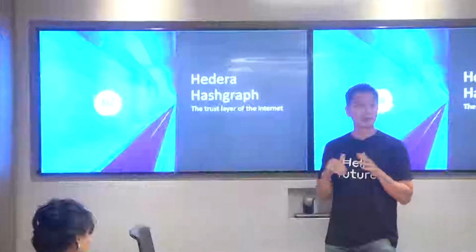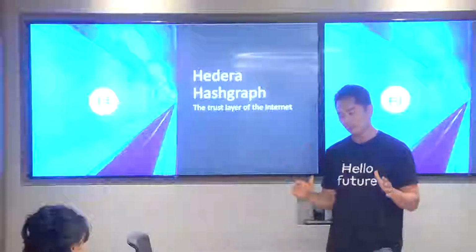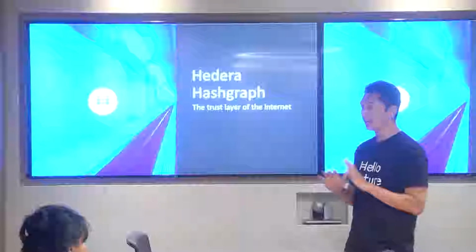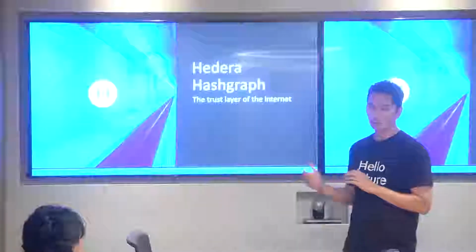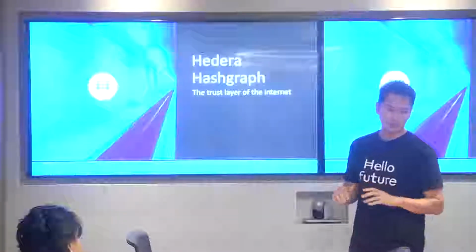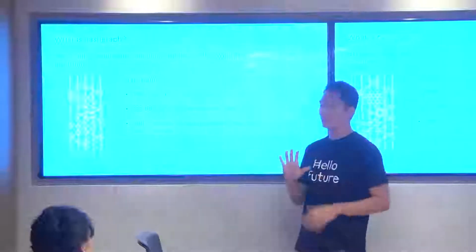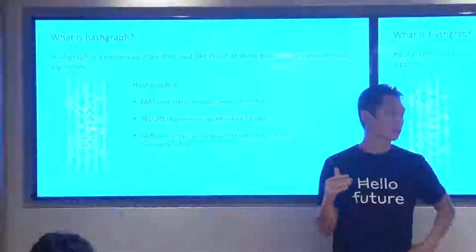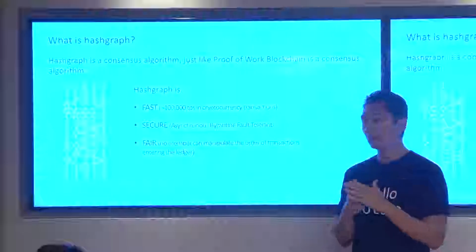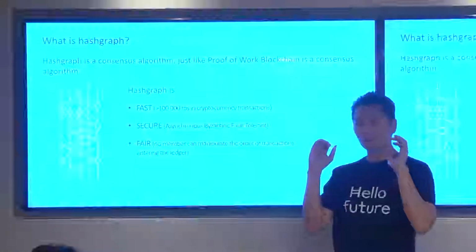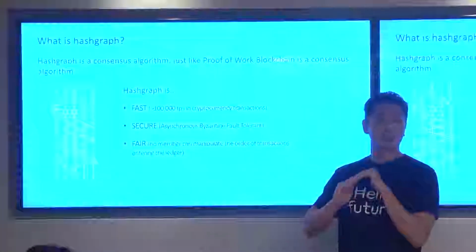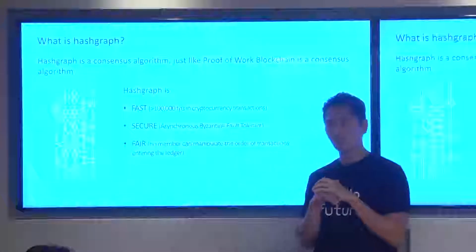So today I'm going to talk about Hedera Hashgraph and what we're building. I think the first thing to cover is what is Hashgraph. Hashgraph is a consensus algorithm, just like proof-of-work blockchain is a consensus algorithm, except it has a few properties that are a significant enhancement over blockchain.